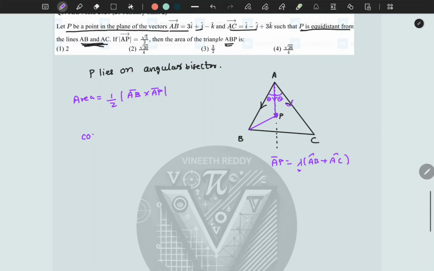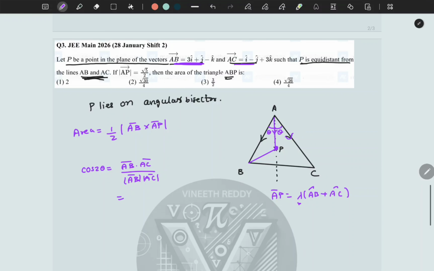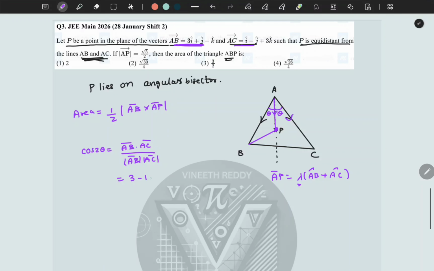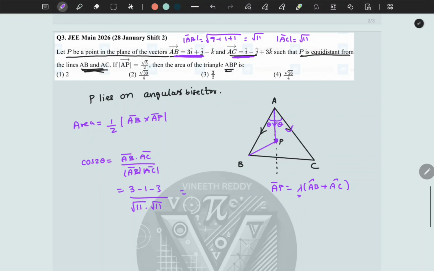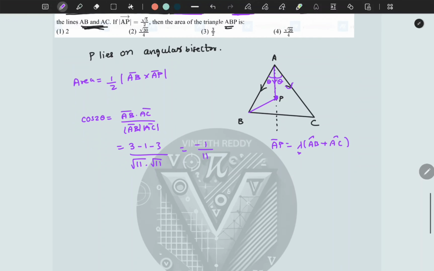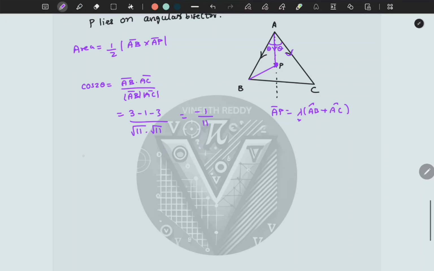Yeah. So can we find cos 2 theta? That will be nothing but AB dot AC divided by magnitude of AB into magnitude of AC. How do we take AB dot AC? That should be 3 minus 1 minus 3 by under root of, what is the magnitude of AB, dear students? It should be under root of 3 square is 9, 1 plus 1. Yeah, 9 plus 1 is 10, 10 plus 1 is under root 11. I think magnitude of AC is also root 11. So we get here minus 1 by 11. So this is cos 2 theta, right?